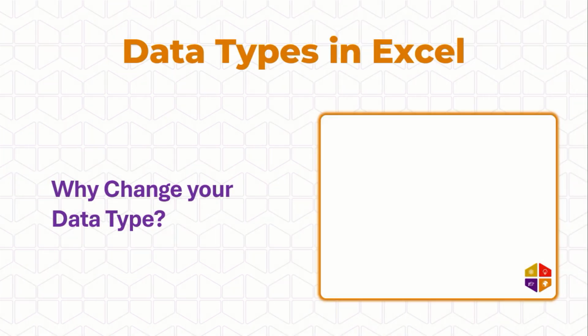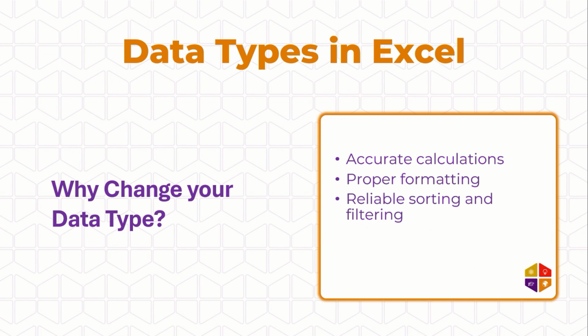So why will you even need to change your data type in the first place? Right? For accurate calculations. If you don't change your data types, when you want to carry out calculations, if Excel is seeing numbers as text, then you're sure going to get an error when you're calculating, right? Proper formatting as well, right? For reliable sorting and filtering, right? For fewer formulas and errors.